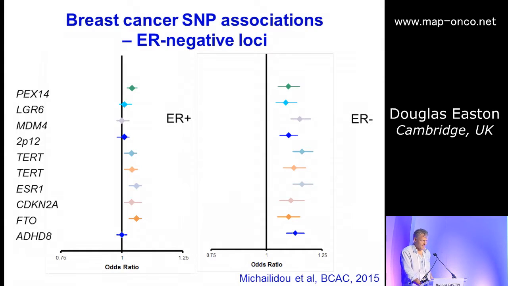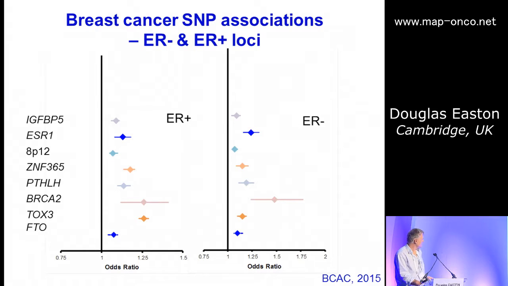A smaller subset are associated with ER-negative disease. And then there's a third subtype which appear to be associated more or less equally with both subtypes. So there's some overlap in the genetics of ER-positive and ER-negative breast cancer, but they're also distinct components.